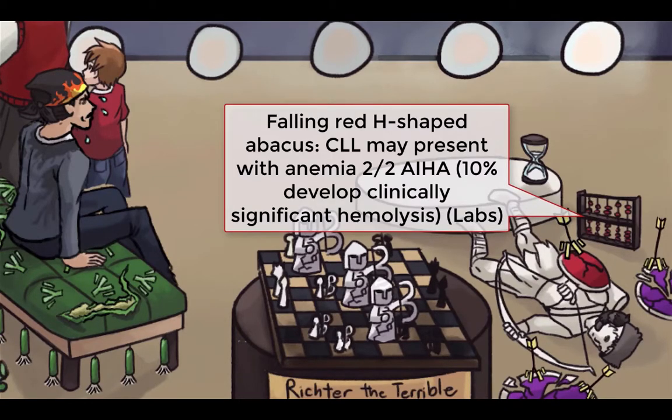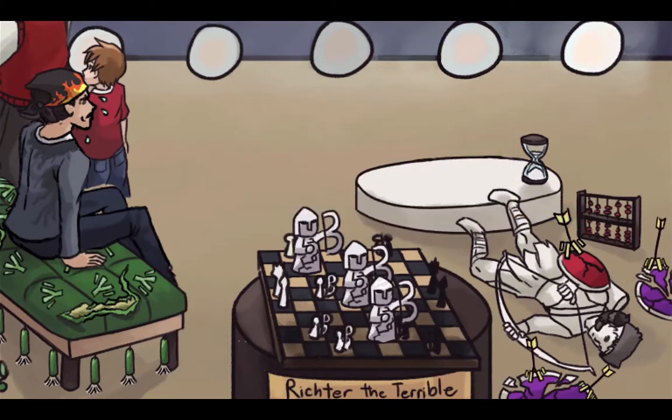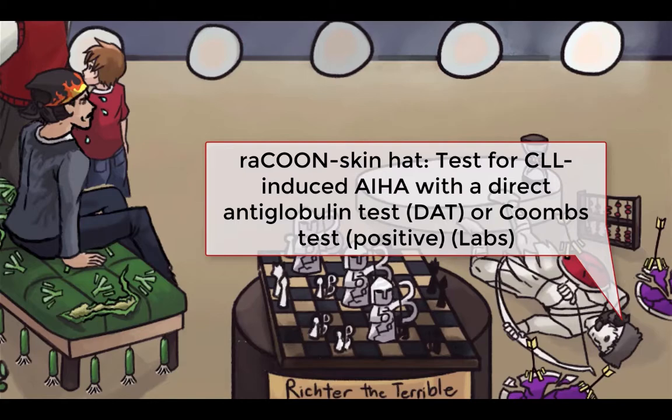Anemia may be secondary to that autoimmune hemolytic anemia we described earlier. About 10% of patients will develop clinically significant hemolysis, though usually later in the course of disease. The direct antiglobulin test, or Coombs test, can help diagnose a warm autoimmune hemolytic anemia. Hence the Coombs coonskin cap on that fallen statue.